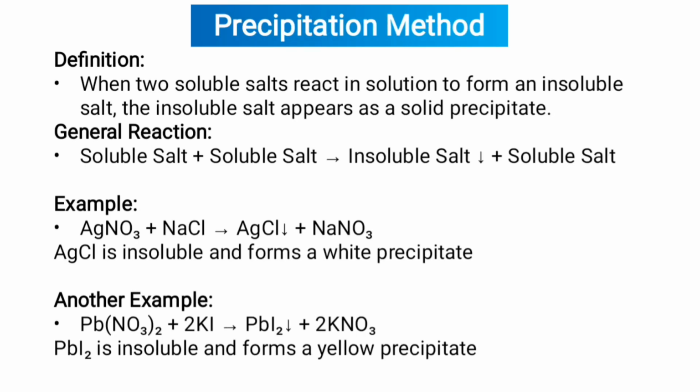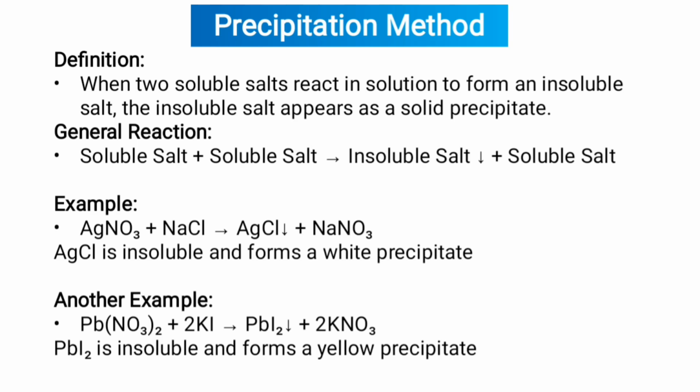Precipitation method. Definition: when two soluble salts react in solution to form an insoluble salt, the insoluble salt appears as a solid precipitate. General reaction: soluble salt plus soluble salt gives insoluble salt plus soluble salt.